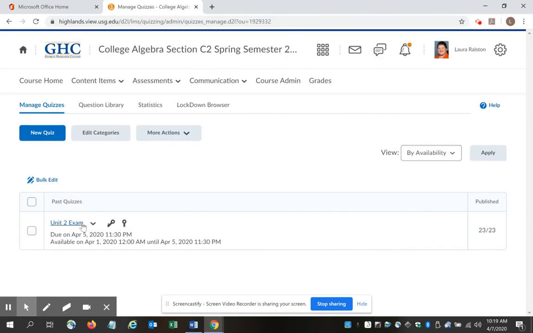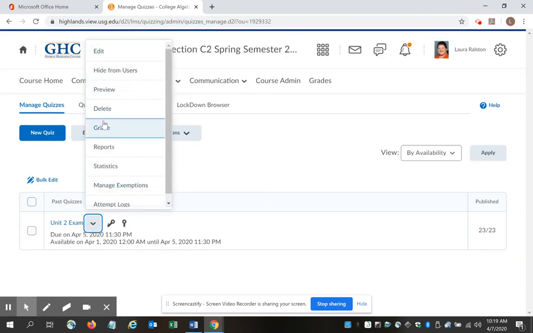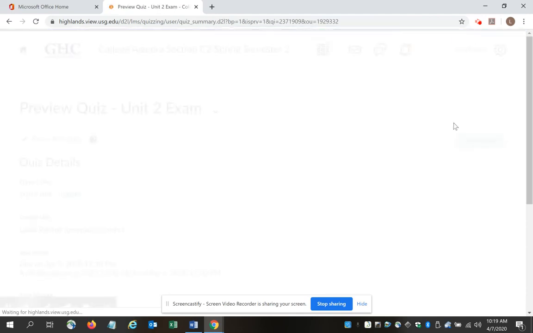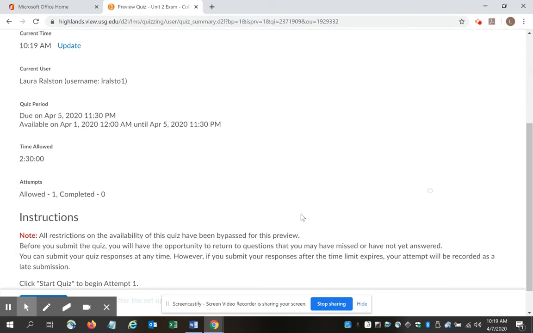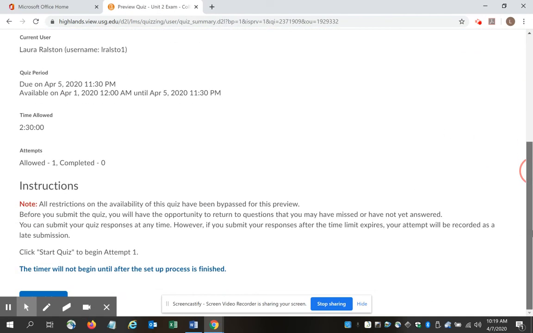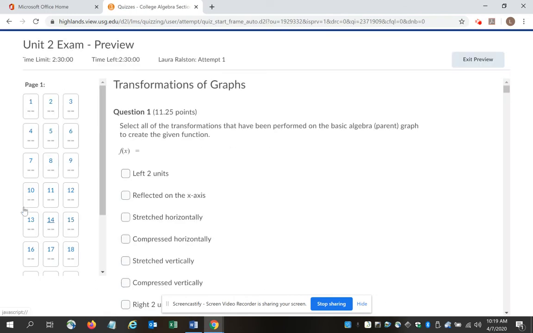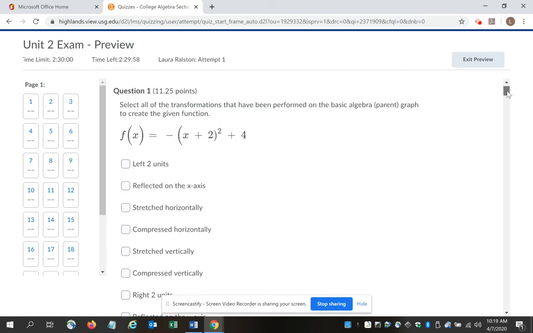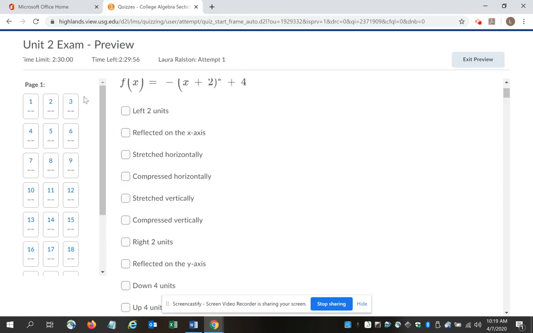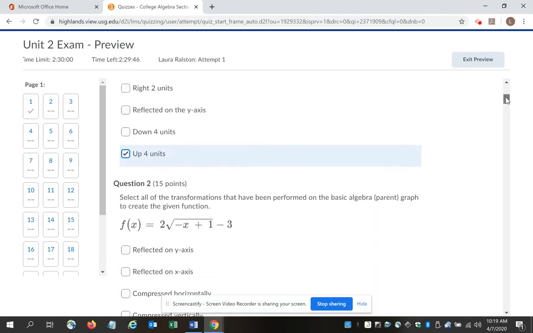Something's crazy going on. Let me go back to my preview mode. Give me just a second. Okay, so we went left 2, reflected on the x, and up 4. So I've marked those answers.